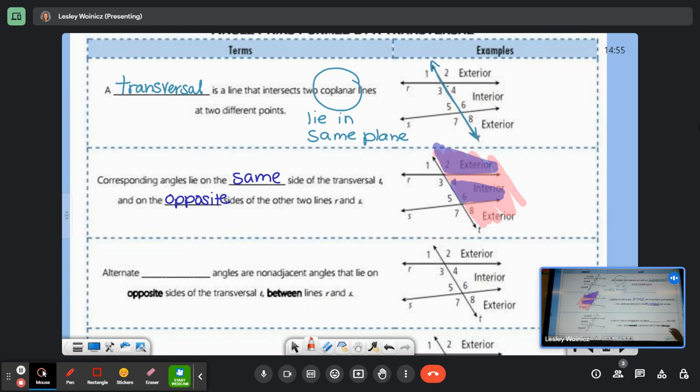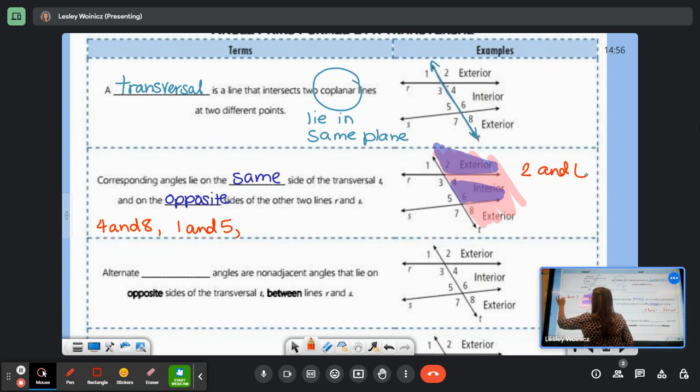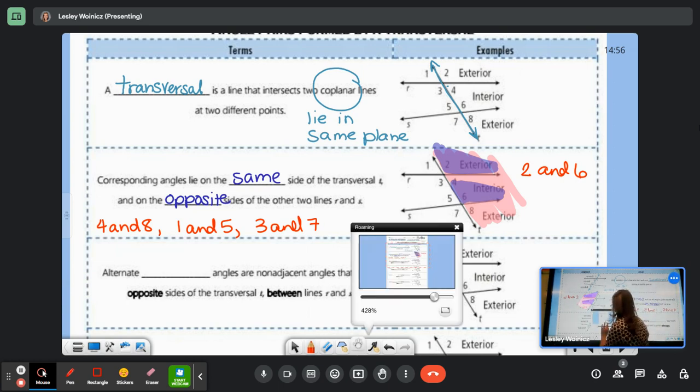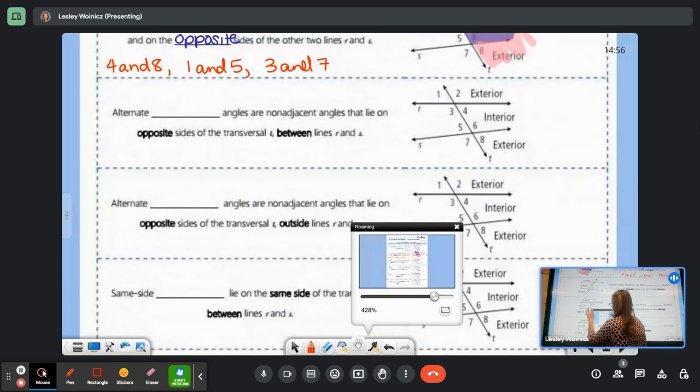4 and 8, correct. 4 and 8. What else? 1 and 5. 2 and 6. We've got those highlighted. I'll write it down over here. 3 and 7. 4 and 8. Okay, we said those. Isn't that all of them? Yeah. Okay, awesome. Good, good. Corresponding. All right, next.